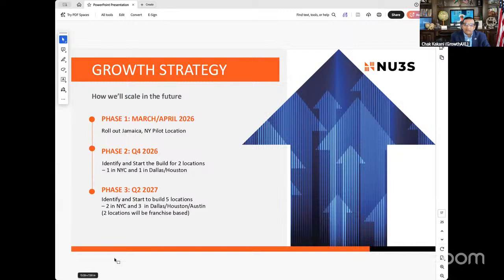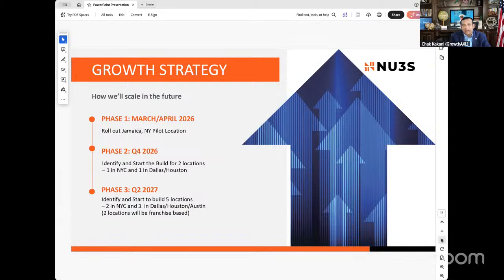And by the way, this is our flagship location, meaning we're going to put everything in to make this a successful model enterprise. Our goal is to roll out two more locations, one in New York City, one in Dallas and Houston at the end of this year. And next year, second quarter, we want to have five more locations. So for EB-5, we have a growth strategy and we want to make this a very successful concept like Bucky's and take it nationwide eventually to build hundreds of units like this.